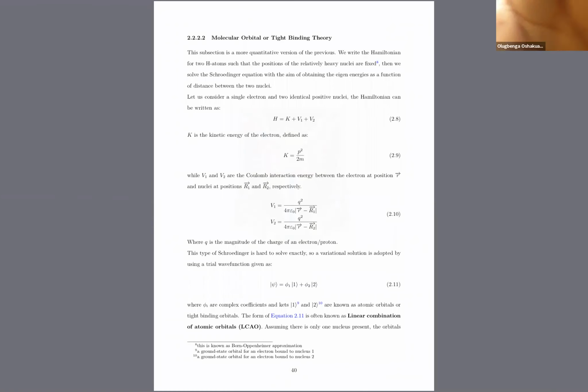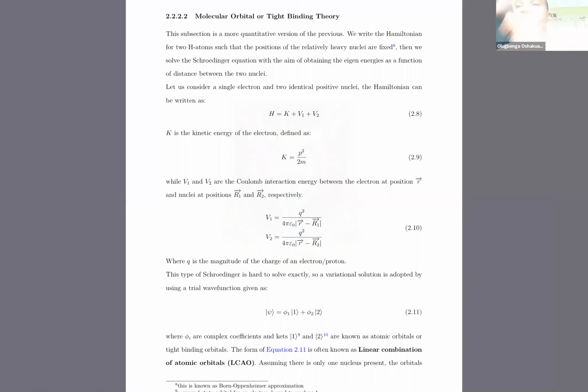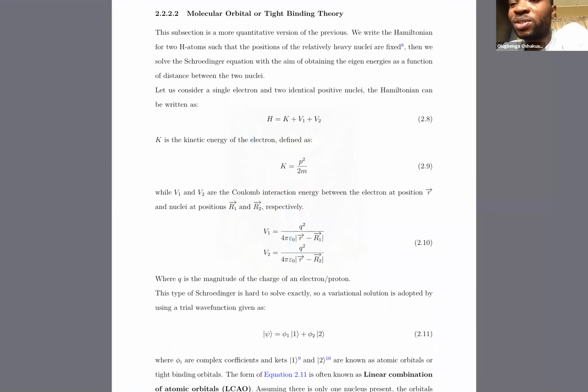Another picture of covalent bonding is the molecular orbital or tight binding theory. So this is another picture where we talk about the Schrodinger equation and the Hamiltonian. It gives us the same thing we get from the particle in a box. The only difference in this particular picture is that it tries to give a quantitative view of what we are speaking about in the particle in a box picture. So you'll see several things there. I don't think we have the time to talk about this today.